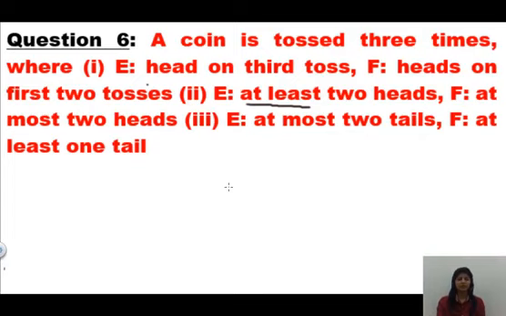Then you can have one head, you can have zero heads, but you can't have three heads. More than two you can't have. Maximum, the limit is two. So let us write the sample space again.